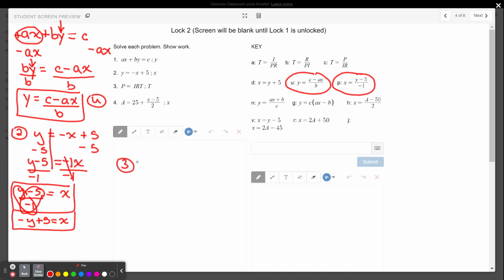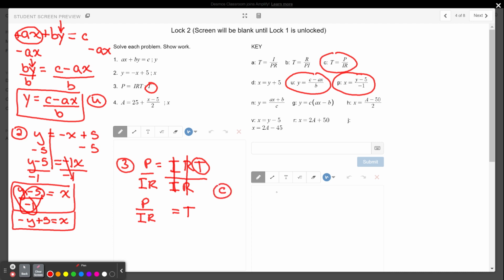Number 3 is actually just a one-step. This is also like the bell work from yesterday. We're solving for t, and you want to look on the same side as t. And in this case, it's I times r times t. So to undo multiplying, since we're multiplying together, we're allowed to divide together. I over I is 1, r over r is 1, so we are left with 1t. And we are left with p divided by ir, which is letter C.